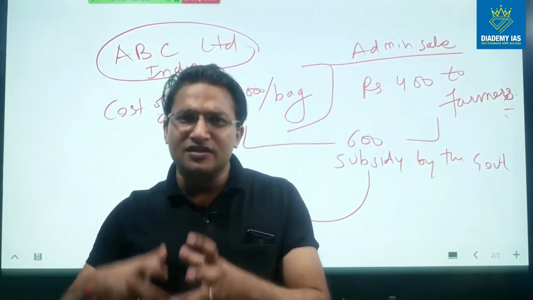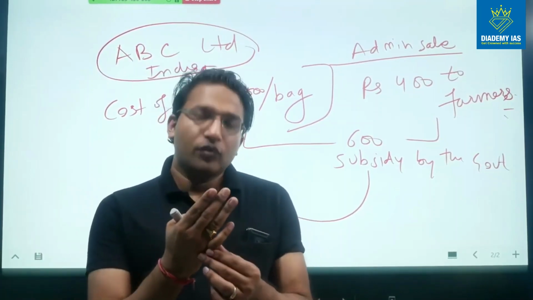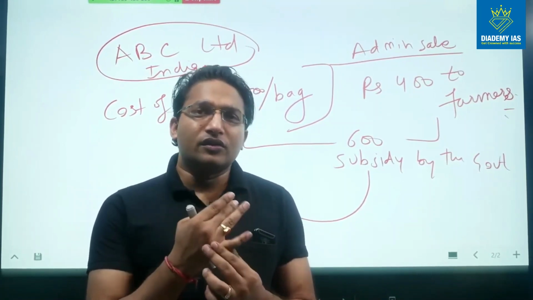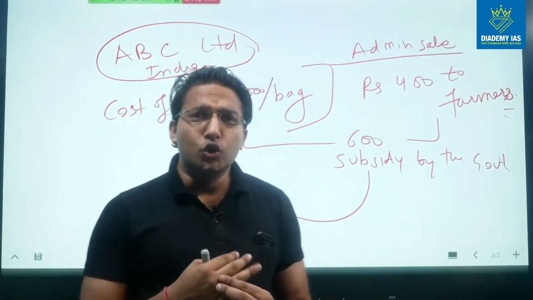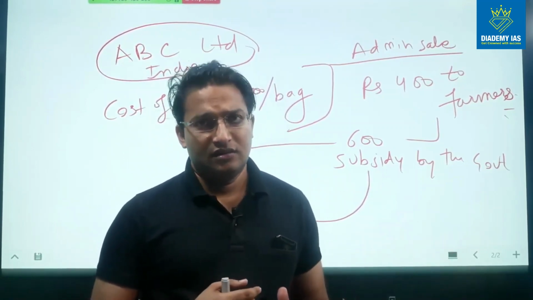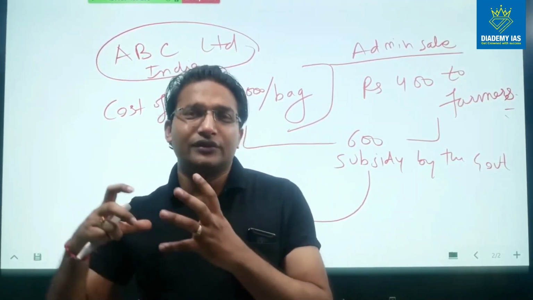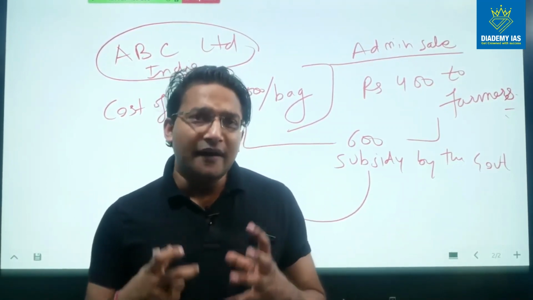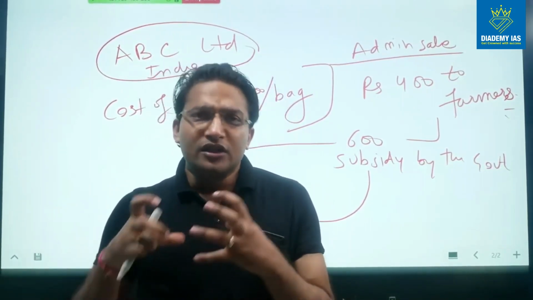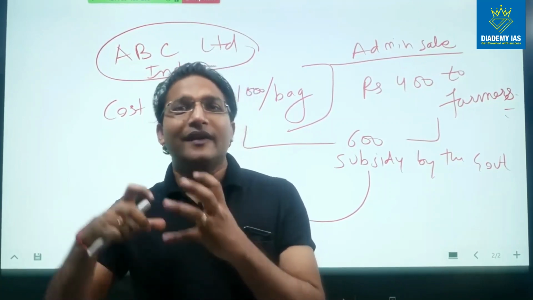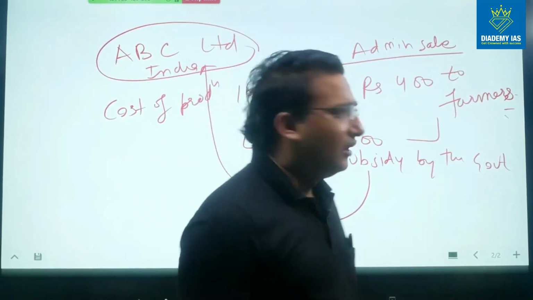Now in this mechanism, many problems started. First of all, these chemicals, urea, they are also used in the industries, in the secondary sector. So the diversion of this urea started to the industrial sector. The urea which was meant for the agriculture sector, this subsidy which was meant for the agriculture sector started diverting to the industrial sector.